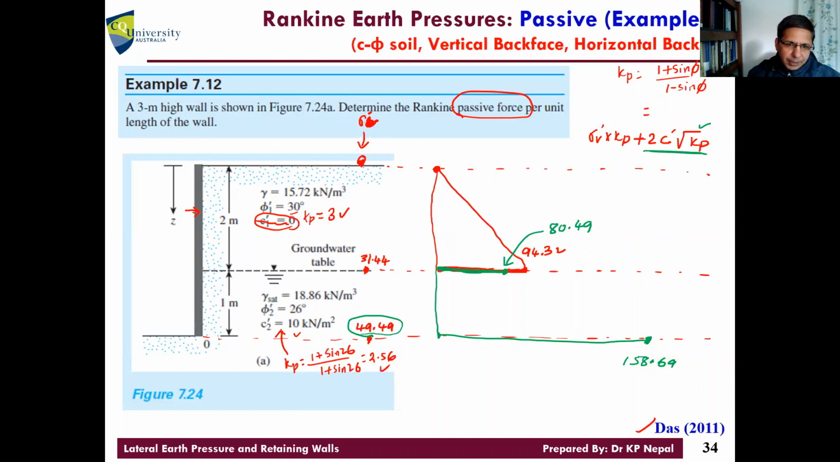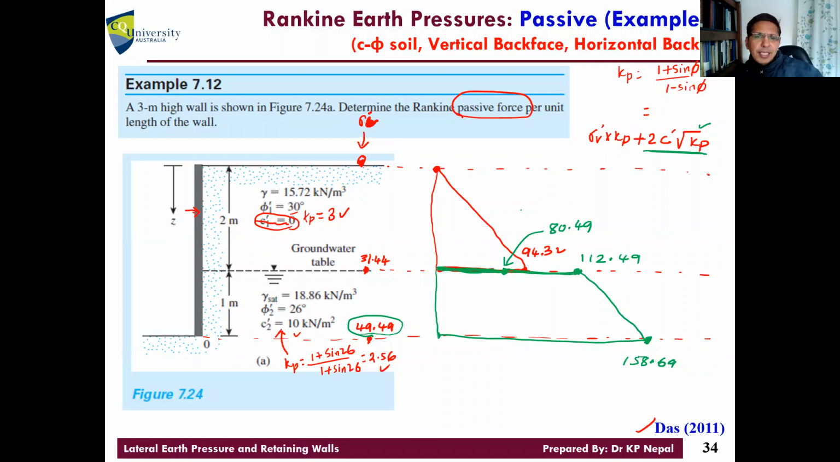C value is what? 10 times square root of Kp. Kp for the bottom layer is 2.56, so it goes beyond, not inside, guys. That's the value just from the top layer, but it goes up to what level? 112.49. So now this is the pressure diagram. I'll discuss this.